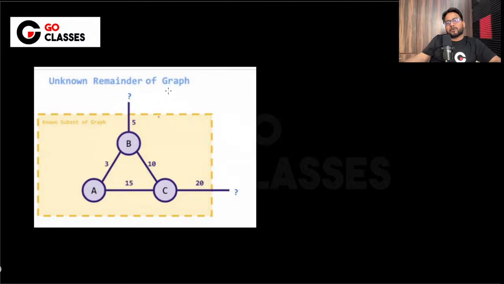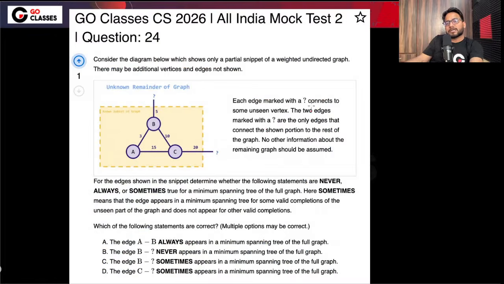So they're asking about the edges. In the question, this question mark means there could be some graph here. Each edge marked with a question mark connects to some unseen vertex. The two edges marked with a question mark are the only edges that connect the shown portion to the rest of the graph. So basically, there are no other extra edges. A is not connected to the rest of the graph. B is connected to some vertex. C is connected to some vertex. There could be some edges in between them, and that's okay. But some unknown remainder of the graph is there. There is no other information that you should assume about this graph.